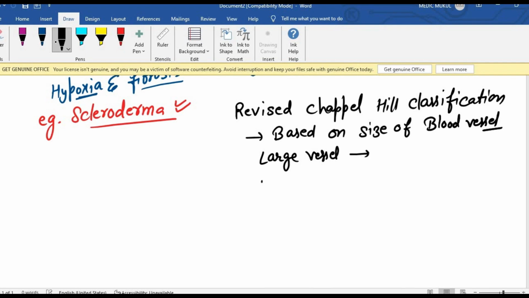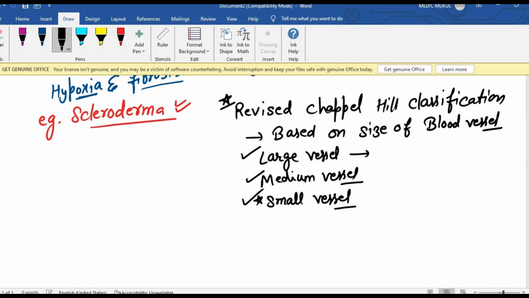Large vessels like the aorta, then medium vessels like the coronary artery, mesenteric artery, and renal artery. There can also be small vessels. Small vessels are, for example, the venules, the capillaries, and the arterioles. So we have the large vessels, the medium vessels, and the small vessels.